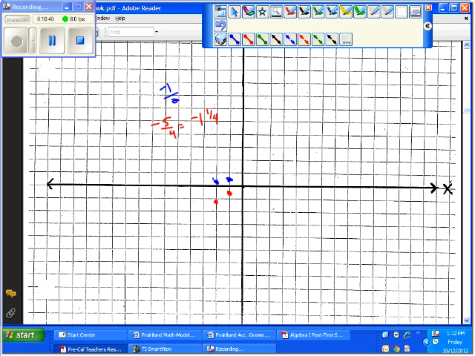The third parent function point was at 0, 1. It shifted to 0 and what? 1 stayed in the same place. Okay.